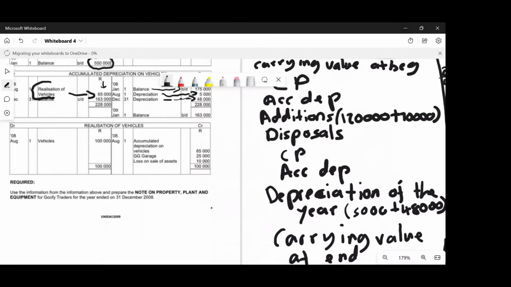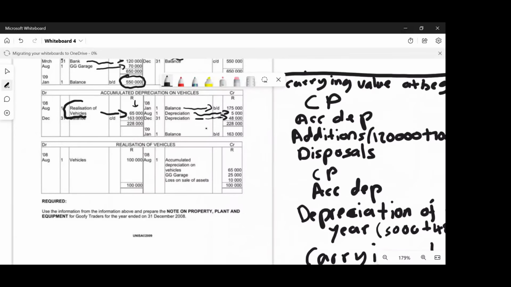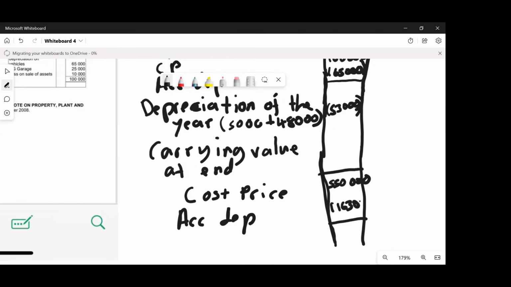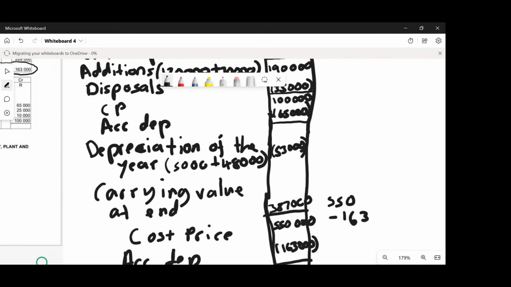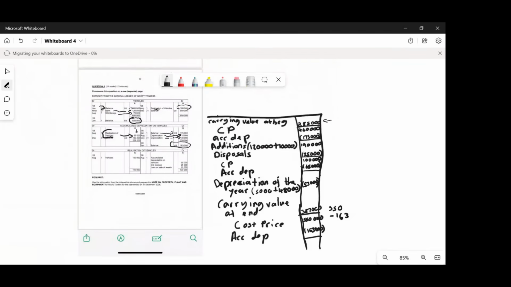We check for accumulated depreciation. We check the balance at the end also, which is on the credit side. 163, you record it in brackets, 163,000. And then if you say 550 minus 163, how much do you get? 387,000. And then you're done with your PPE. There it is. You see, there's nothing challenging about it.